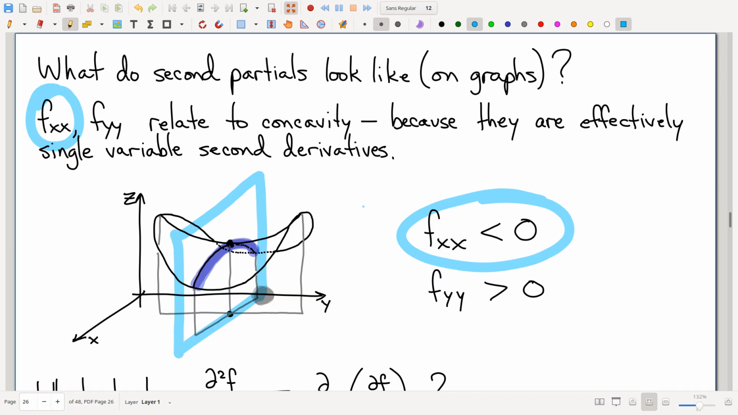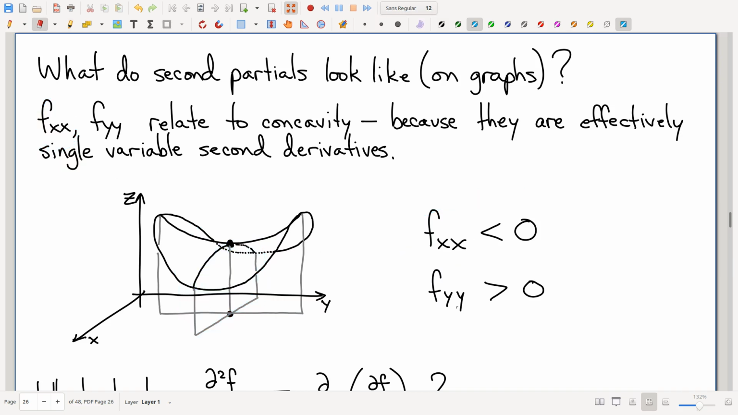All right, likewise for f_yy, and I'll let you all think that through. Morally equivalent argument. In this case, the punchline is that this is the cross-section you get when you hold x constant and view f as only a function of y. That's concave up, so f_yy is positive. So okay, those are the highlights, but think through all the rest of the details.